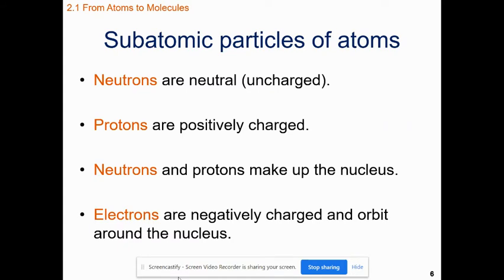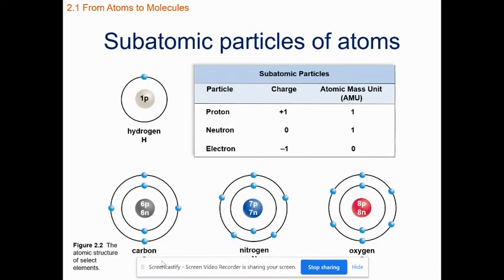So here we can talk about the subatomic particles. Neutrons are neutral and uncharged. Protons are positively charged. Those two things are found in the nucleus. And then we have electrons, which are negatively charged and very tiny, and they are found orbiting the nucleus. So here you can see where those subatomic particles are.